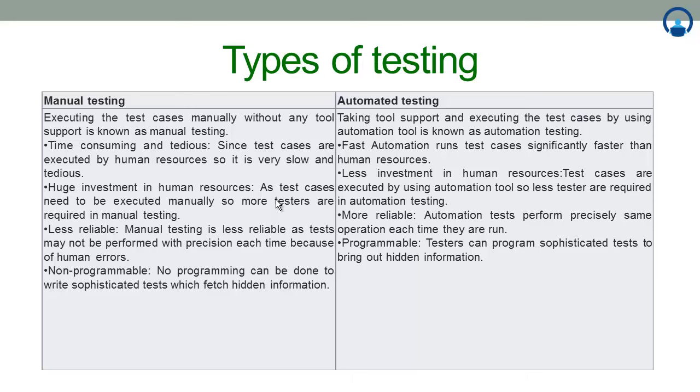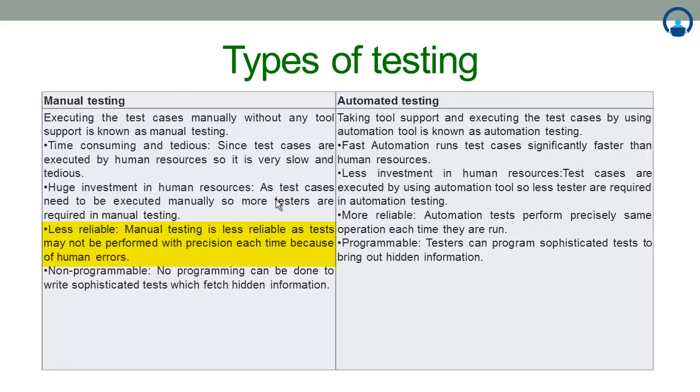Next is the huge investment in human resources. As the test cases need to be executed manually, more testers are required in manual testing. If more testers are incorporated, then our budget will increase, and that's why we need bigger investment. On the other hand, if we have some tool, then we have to buy some rights for that tool, and that tool will automatically perform the test cases for us, and that's why less investment is required in automation testing.